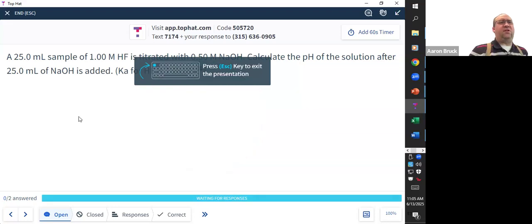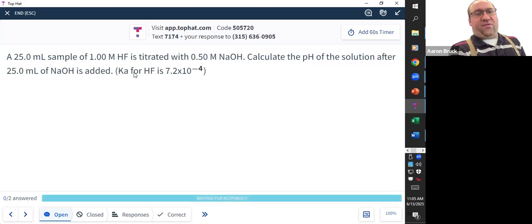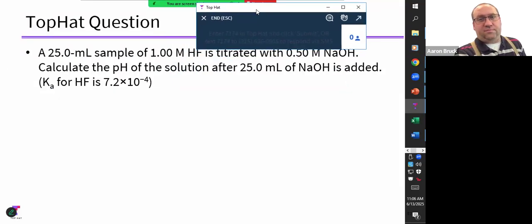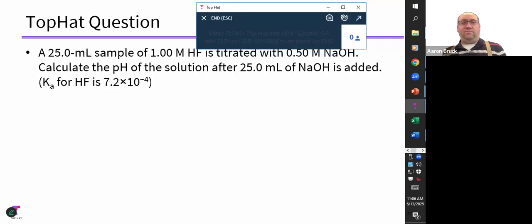We have a 25 milliliter sample of 1 molar hydrofluoric acid being titrated with 0.50 molar sodium hydroxide. What is the pH of the solution after 25 milliliters have been added? And for reference, we've given you the value for Ka here. So go ahead and take a moment here and figure out what's going on, where we are in the titration, and most importantly, what the pH is when we complete that.